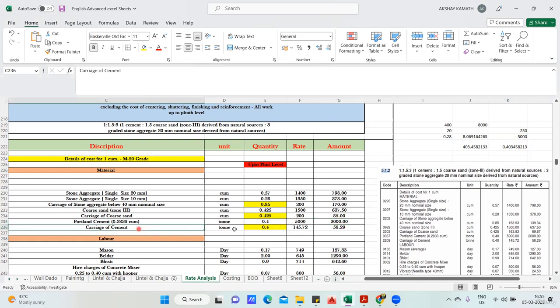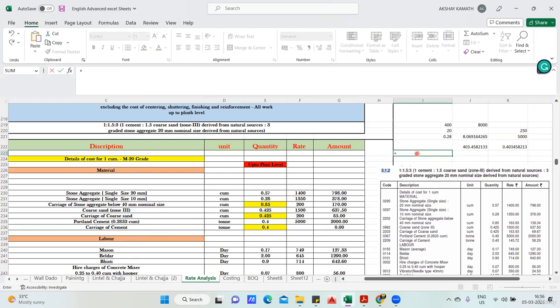Now carriage of cement. Again, carriage of cement also I'll put 200 rupees. Already I've explained to you, it's not 200. For example, let us say in 1 ton I require 20 bags, and to procure one bag, the labor will charge you, or the transportation cost will be 15 rupees per bag. So it will come out to be 300. So I'll do an input of 300 here.